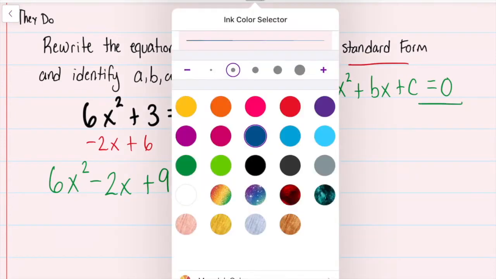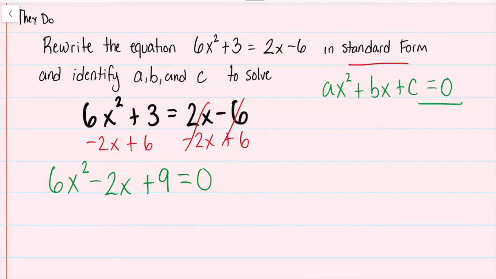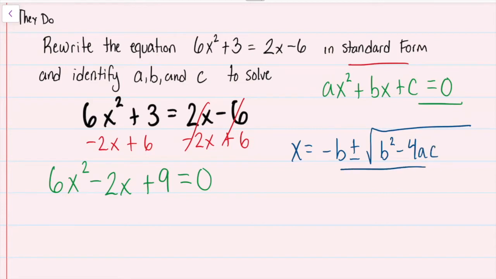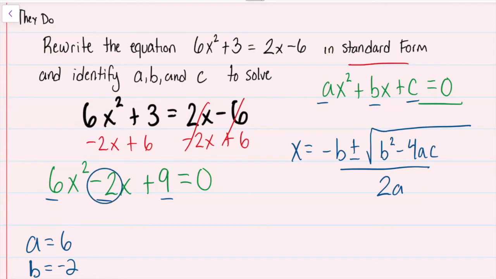Now, if you guys don't remember, the quadratic formula is the following. X equals negative b plus or minus the square root of b squared minus 4ac, over 2a. Now look at the standard form. This is your a, this is your b, and this is your c. Look at this. That's your a, that's your b, and that's your c. So let's label them, guys. A is 6, b is negative 2. Watch out for that, guys. And c is positive 9.